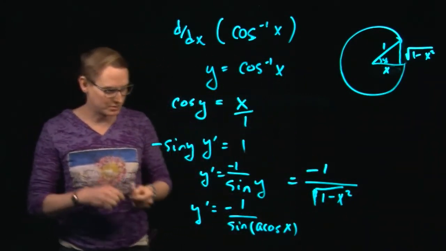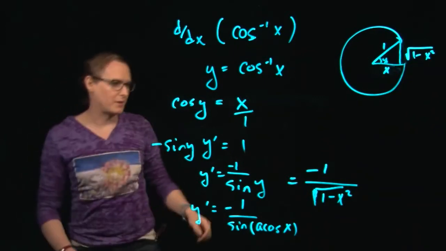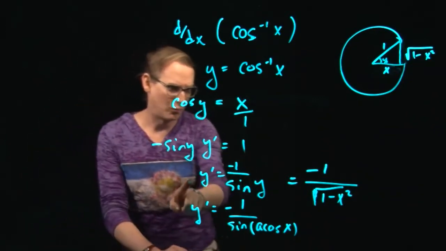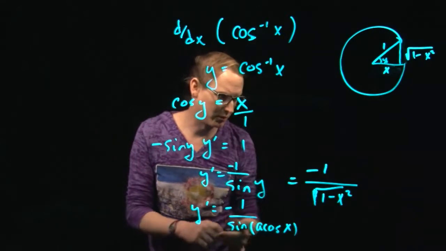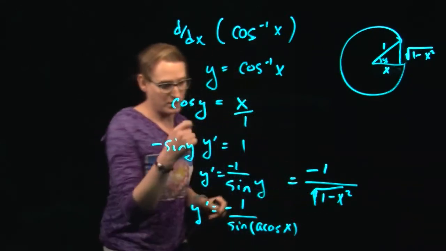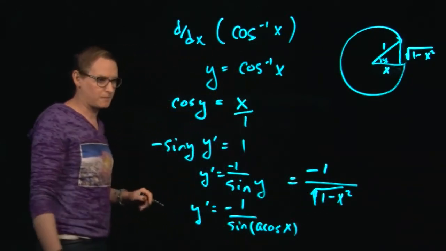That is, I think, the world's worst square root symbol, but I'm going to let it go. So y prime is minus 1 over the square root of 1 minus x squared, which is exactly the same thing as this thing right here.